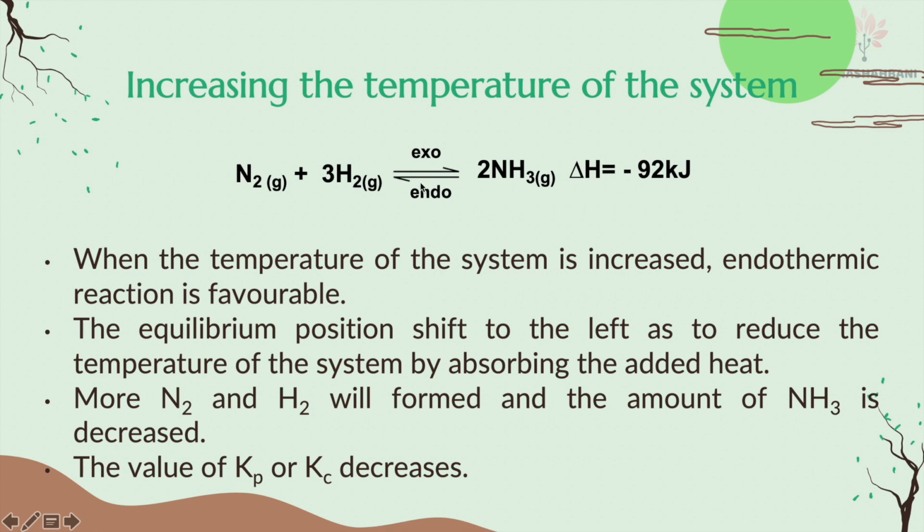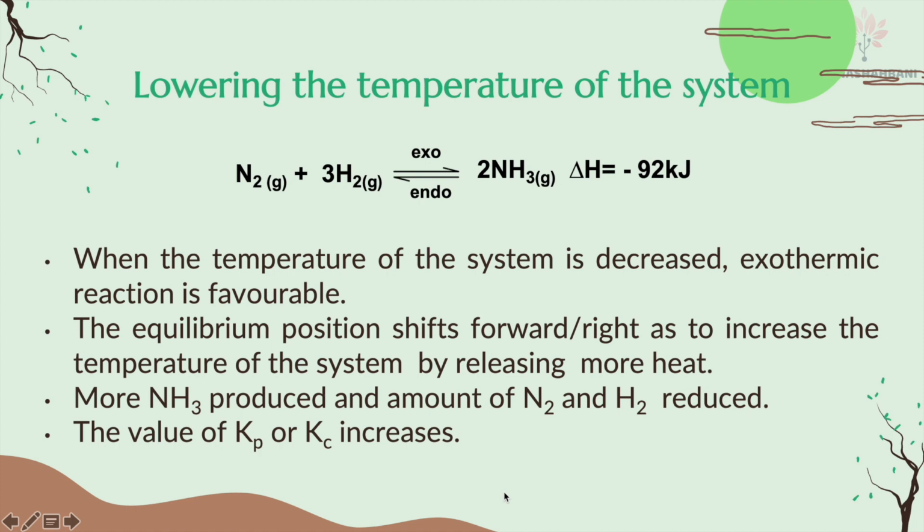If you look at this, the equilibrium position shifts to the left for the endothermic reaction to happen. When the position shifts to the left, the product concentration will decrease and the reactant concentration will increase. So more N2 and H2 will form, and NH3 is decreased. So the value of Kp or Kc decreases.